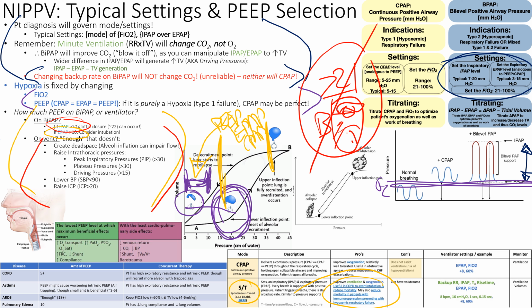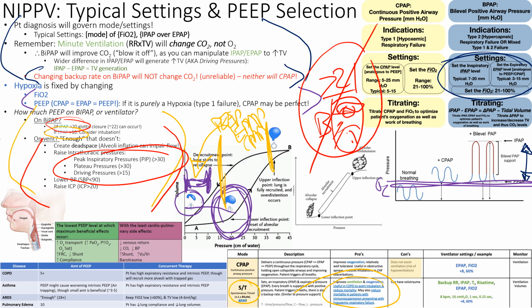And when we start raising those things, there are some numbers we're going to keep track of, which we'll talk about in our event section coming up: our PIPs, plats, and driving pressures. We've got to keep an eye on these to make sure they're not getting too high, because when you put pressure in the chest, it can start causing problems.